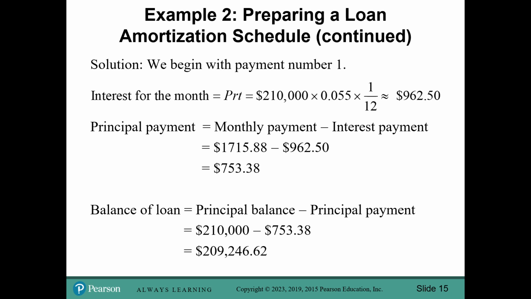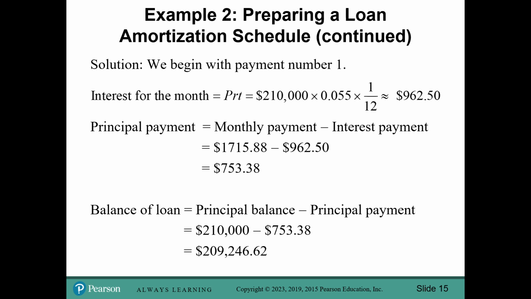Okay, so in order to do this, let's break it down. We will begin with payment number 1. The interest for the month is going to be your PRT. We're going to take that $210,000 that we're borrowing right there. Remember, it's at 5.5%. We're going to multiply that times 0.055, and then we're going to multiply that by 1/12. That's going to give us $962.50. That's the amount of interest for that particular month.